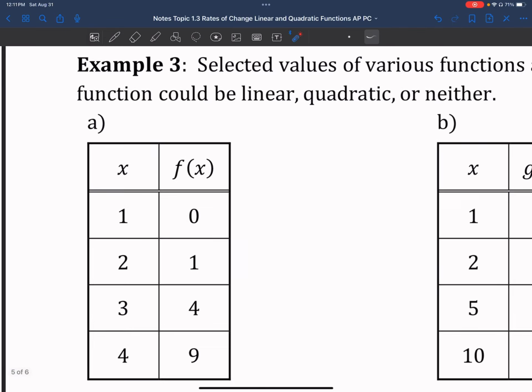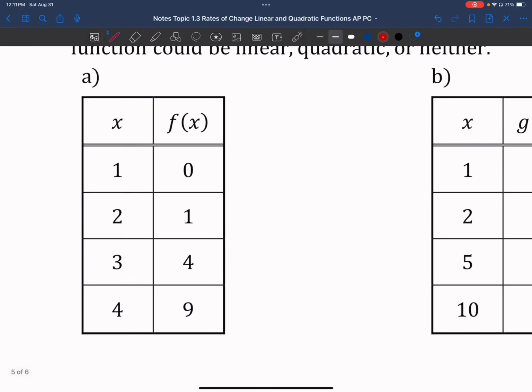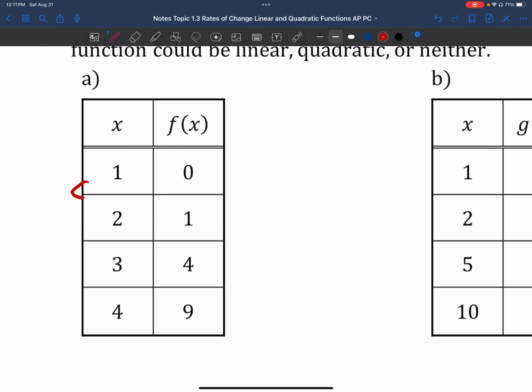So looking at A, I'm going to look at the table, and then I'm going to find the change on the left, or the input value. So from 1 to 2, I'm going to add 1. From 2 to 3, I'm going to add 1. From 3 to 4, I'm going to add 1. On the right side, to get from 0 to 1, I'm going to add 1. To get from 1 to 4, I'm going to add 3. And then from 4 to 9, I'm going to add 5.